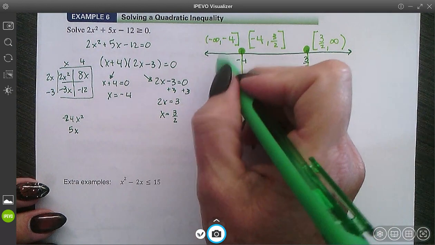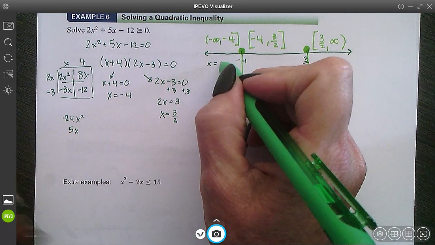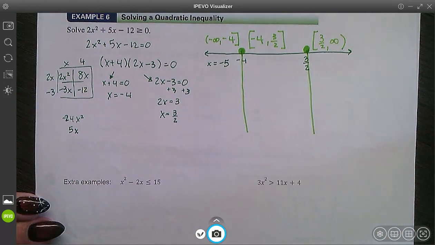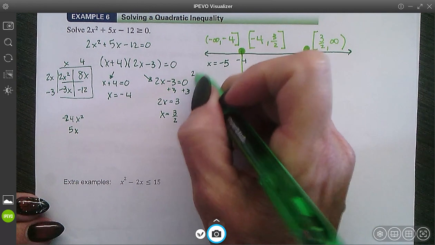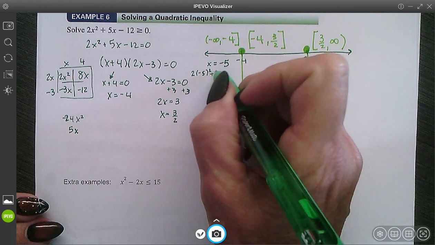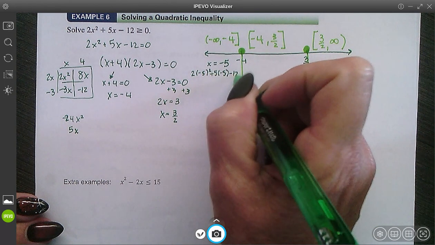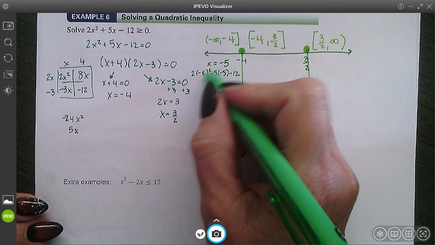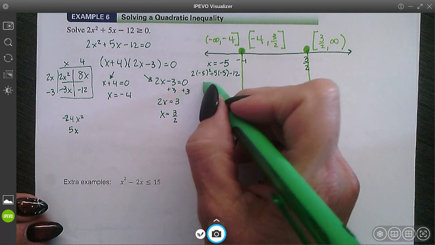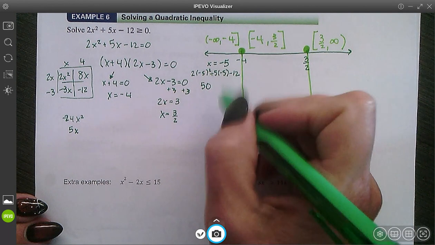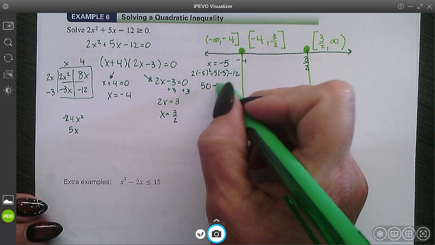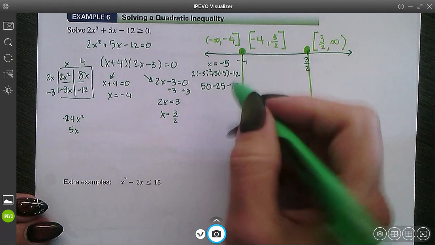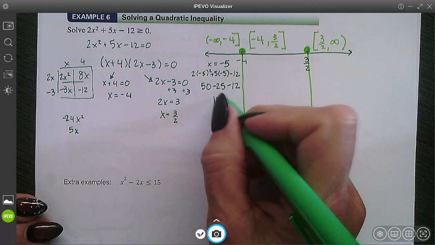So I might pick negative, it doesn't matter as long as it's between negative infinity and negative 4. Negative 5. So I'm going to do 2 times negative 5 squared plus 5 times negative 5 minus 12. That is, negative 5 squared is positive 25. 25 times 2 is 50. And then positive 5 times negative 5 is minus 25. And then minus 12. So that's 50 minus 25 is 25. 25 minus 12 is 13.